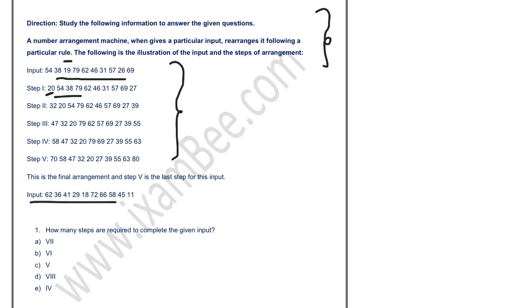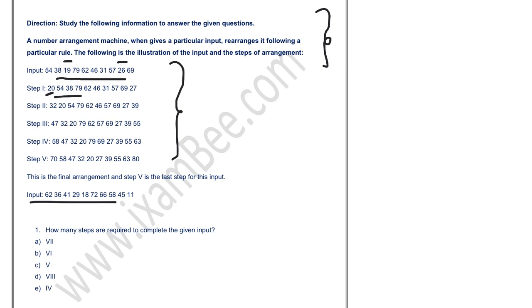Then simultaneously you have to arrange the second smallest number. The second smallest number is 26 over here and it is arranged at the extreme right end by adding 1 to it. So you have to shift two numbers in one step and you have to perform the same logic until all the numbers given over here are arranged perfectly. So you have to apply the same logic to this particular input as well.